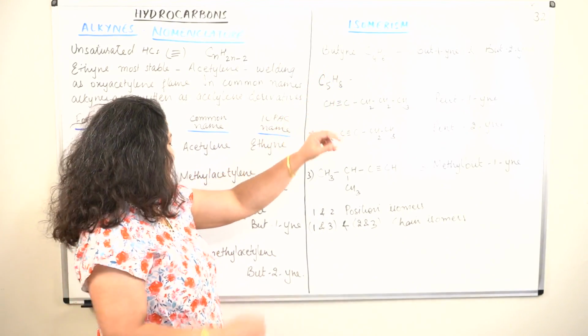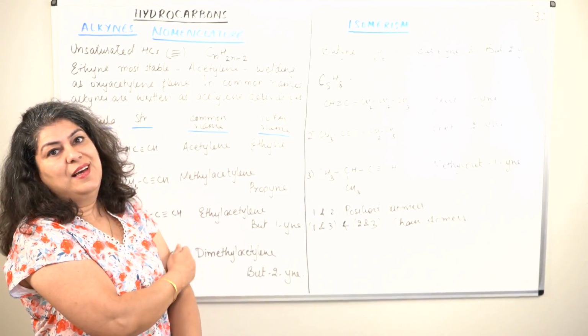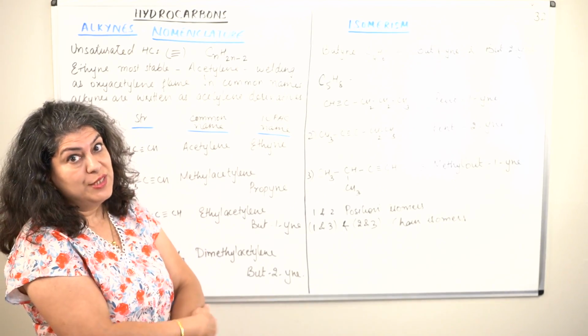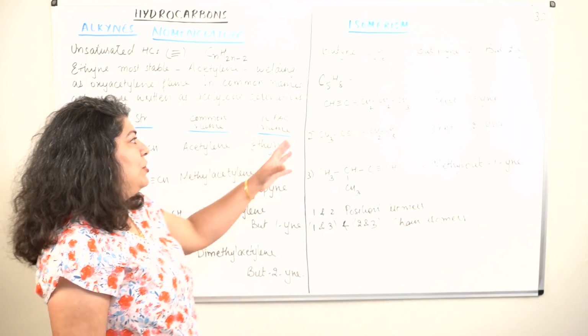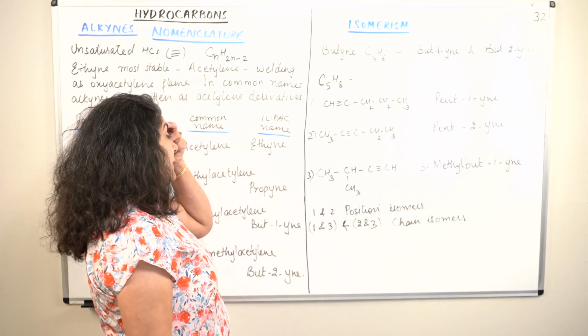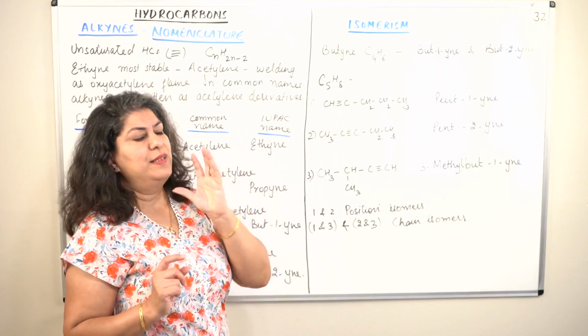But when you come to C5, that is pentyne, from pentyne onwards, in addition to position isomers, you can see chain isomerism too. So let us now see the different isomers of pentyne. The first one is the straight chain and the triple bond is between the first carbon and the second carbon.